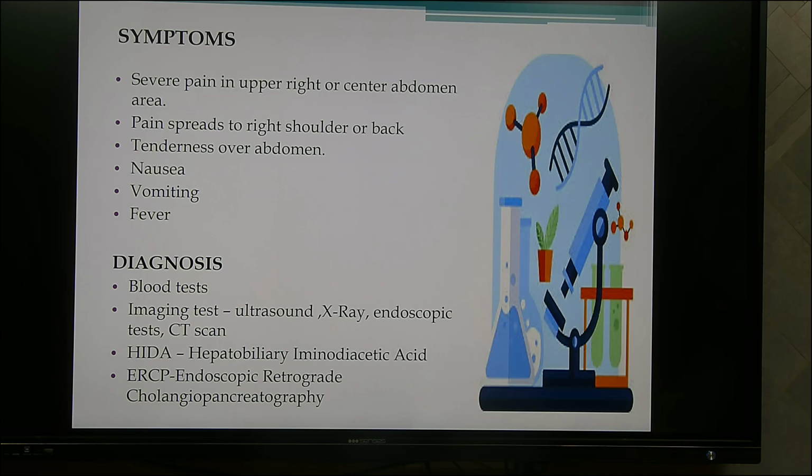Symptoms include severe pain in the upper right abdomen, and the pain spreads to the shoulder and back, tenderness over the abdomen, nausea, vomiting and fever. These can be diagnosed easily by blood tests, imaging tests like X-ray, ultrasound and CT scan, HIDA, hepatobiliary iminodiacetic acid scan, and the ERCP procedure, which means endoscopic retrograde cholangiopancreatography.